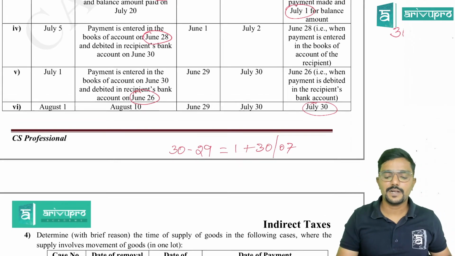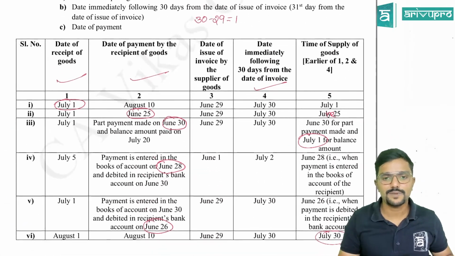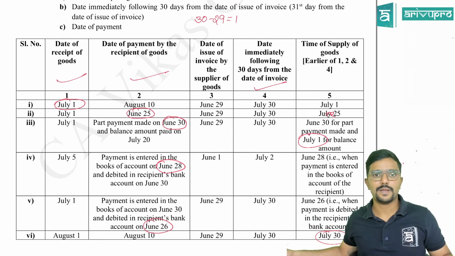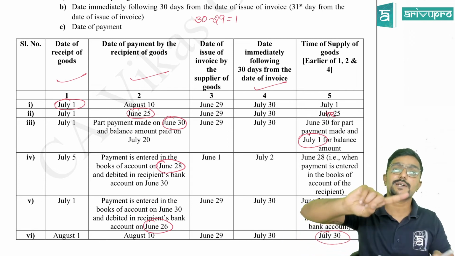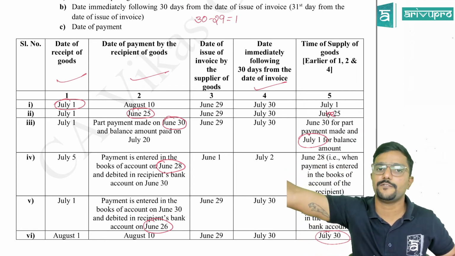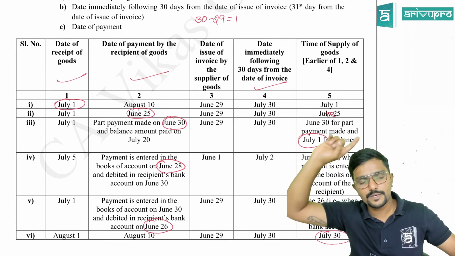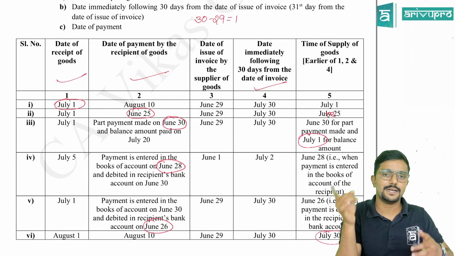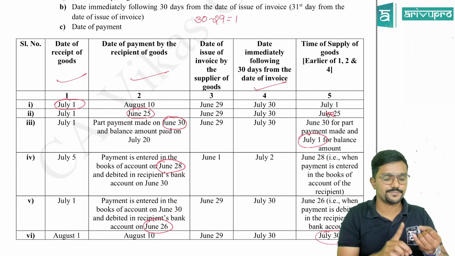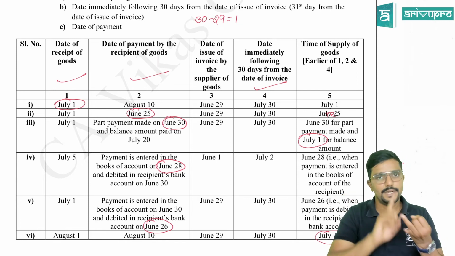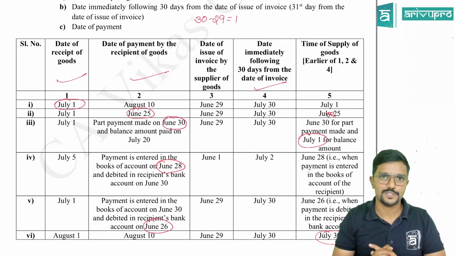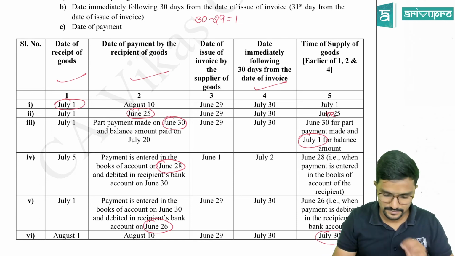Clear? And when you are applying the reverse charge mechanism, guys, please be careful. Don't take date of invoice to calculate time of supply. Date of invoice is just to calculate the 31st day from the date of invoice. To calculate that, consider date of invoice. Whereas to calculate time of supply, you need 3 dates: date of payment, date of receipt of goods, and 31st day from the date of issue of invoice. Clear?